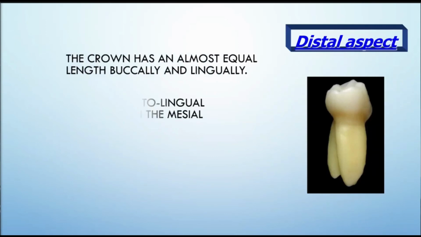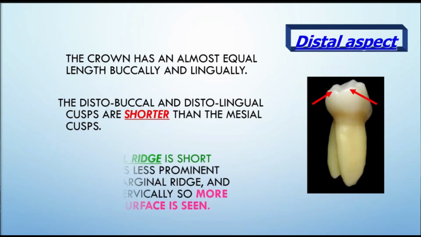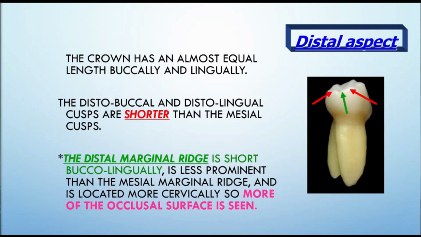Distal aspect, the crown has almost equal length buccally and lingually, you see here. The distobuccal and distolingual cusps are shorter than the mesial cusp. The distal marginal ridge is short buccolingually, less prominent than the mesial marginal ridge, and located more cervically. So more of the occlusal surface is seen to the distal side. You see, on the distal side, we can see all the cusps and all the surface of the occlusal area.